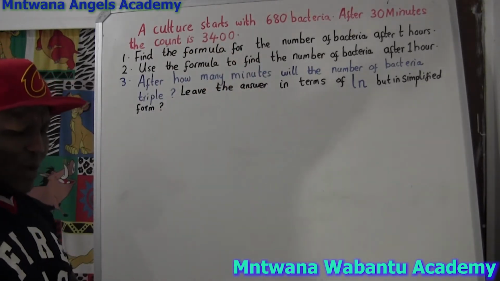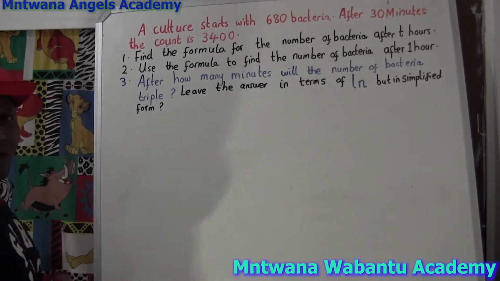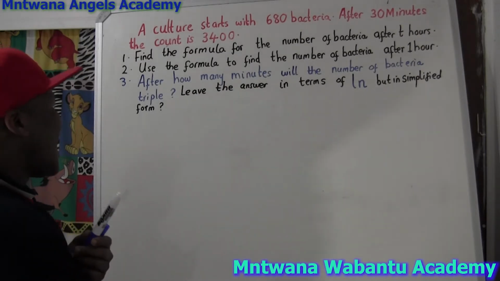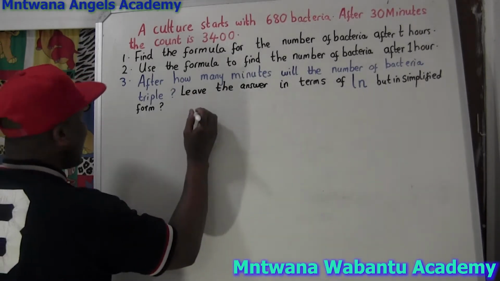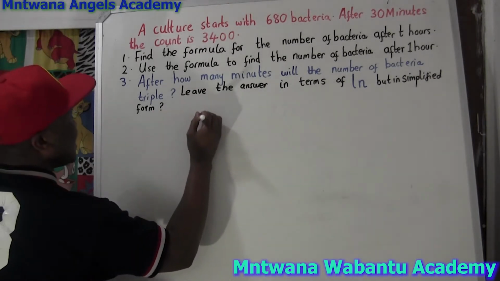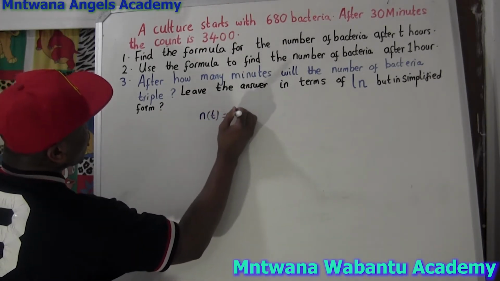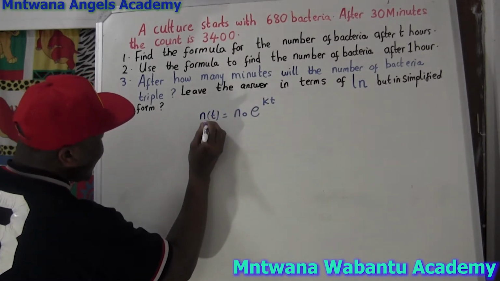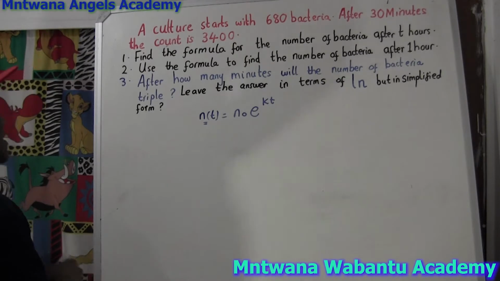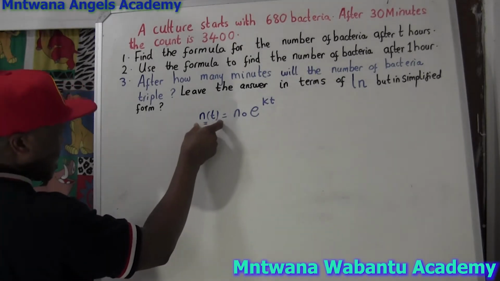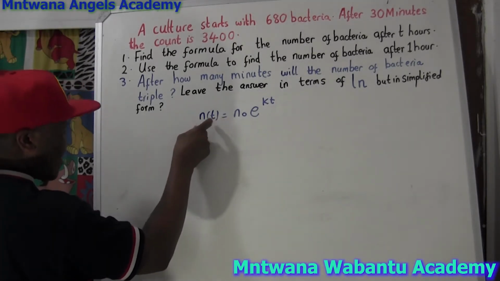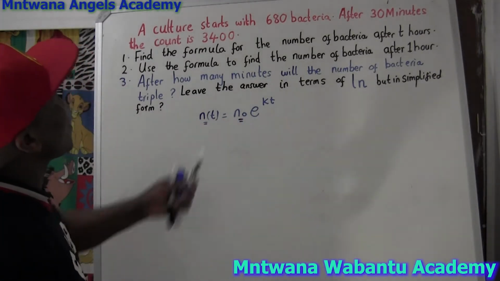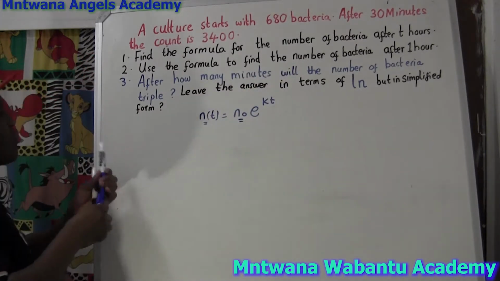First and foremost, you need to know the formula of decay and half-life. But it's not about half-life, it's about exponential decay. So this is the formula: N(t) equal to N naught times e^(kt), whereby this is the number of the population after a certain period t, and this is how it started, the initial. So let's say a culture starts with 680 bacteria. So initial was 680 bacteria.